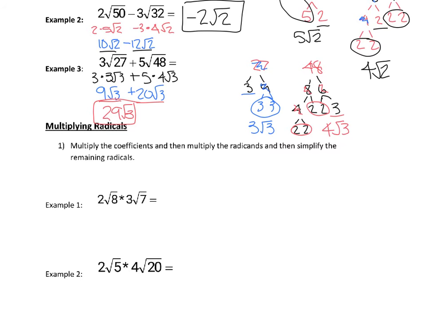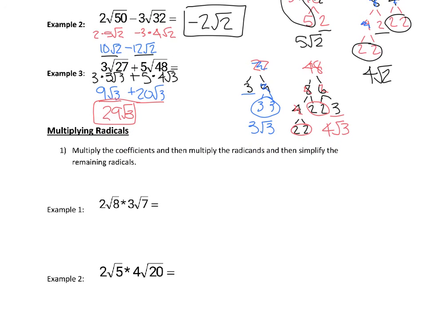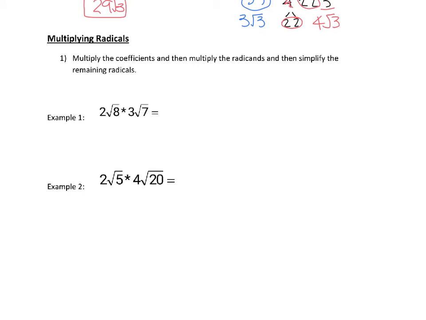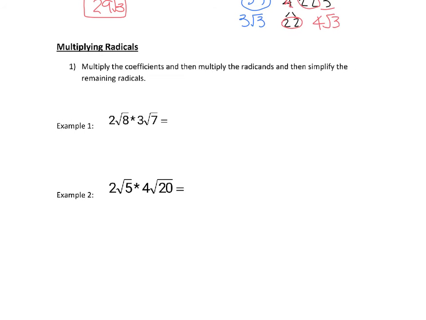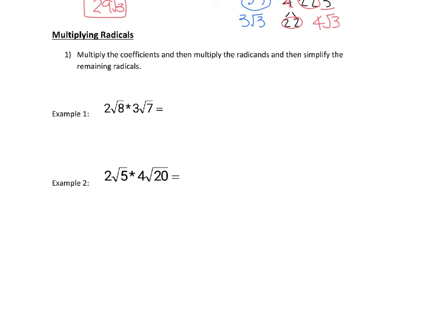All right, now let's go to multiplying radicals. So, multiplying radicals, we multiply the coefficients, and then you multiply the radicals, or I should say, the radicands, and then you simplify them, okay, if possible. So, 2 times 3 is, whoa, I didn't mean to do that.